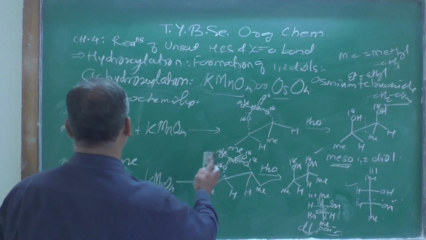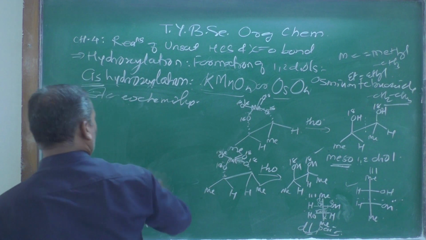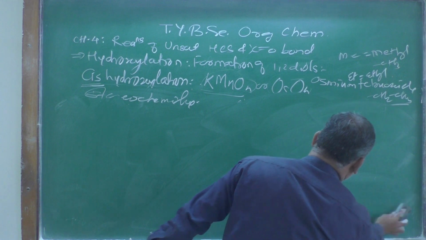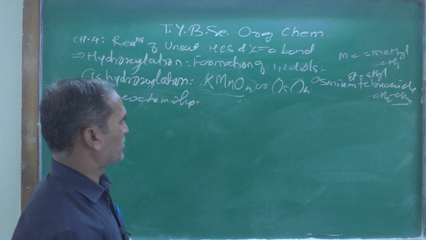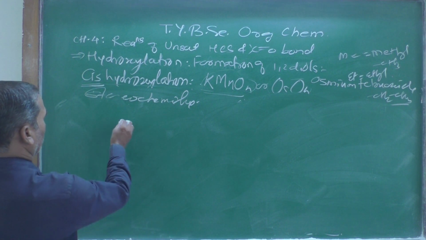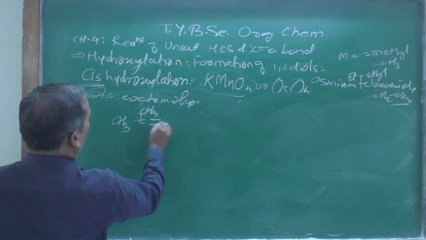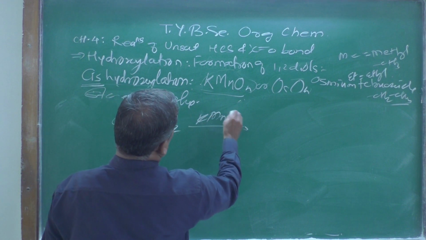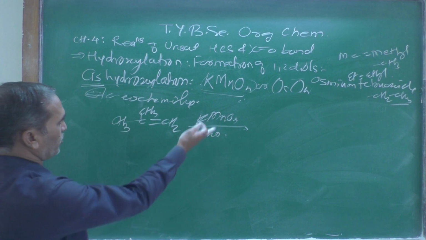Now let us see one more example to predict the product. Suppose we have this type of example. There are a number of different examples, but once you know the mechanism, you are able to predict the product. Here suppose you have CH3 double bond CH2, which is treated with potassium permanganate in the presence of water or in an alkaline medium. What do you get?